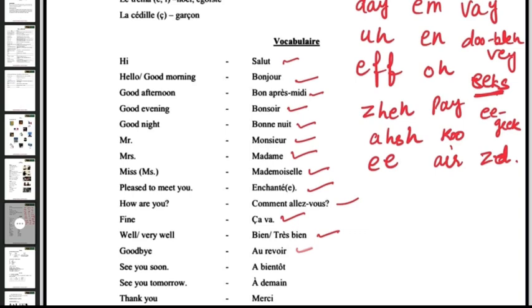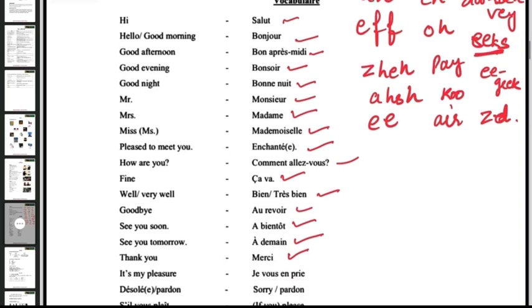Goodbye, au revoir. See you soon, à bientôt. See you tomorrow, à demain. Thank you, merci. It's my pleasure, je vous en prie. Désolé means sorry. S'il vous plaît, if you please.